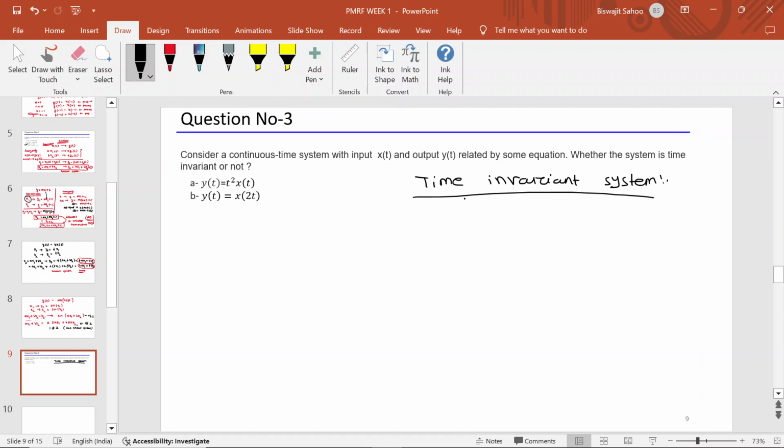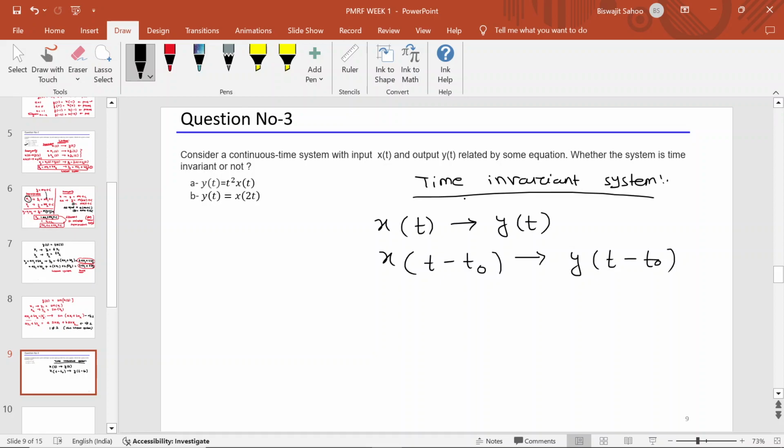Let me put it in mathematical terms. If you want to solve this type of question, then what you are expecting is that whatever delay happens in the input, let's say x of t is there and is giving y of t, if I delay my input x of t by some amount t0, this is your delay time, then your output is also delayed by that value. It doesn't depend on the time, it doesn't depend on the coefficient of time.